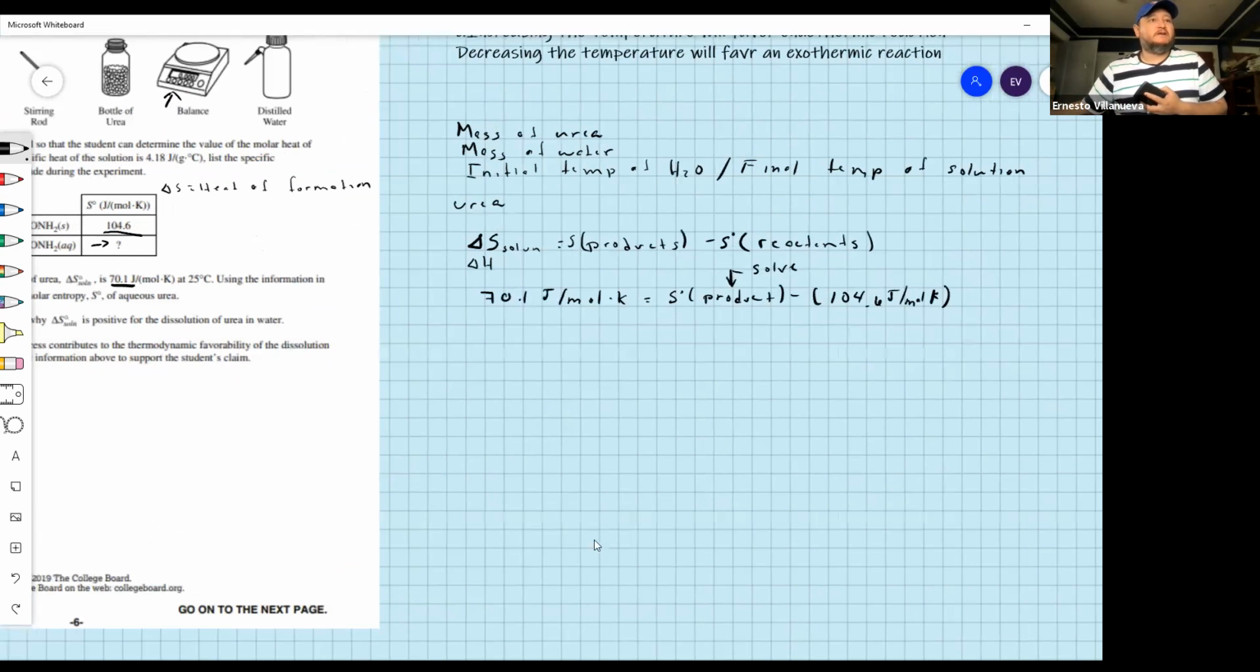So in order to solve for this, what I'm going to do is add 104.6 joules per mole degrees Kelvin to both sides. Because the units are the same, of course, you can combine them or add them. And if you add those numbers together, these cancel here. So 174 point, what'd you get? Oh, I have it here, 0.7.